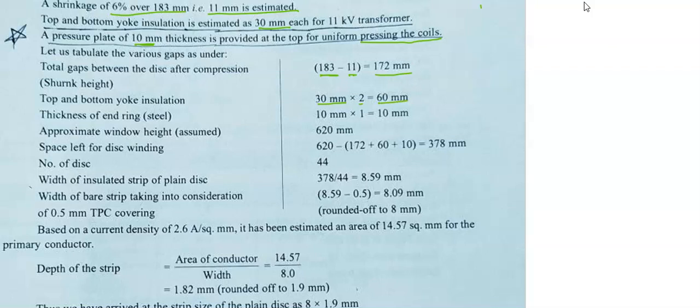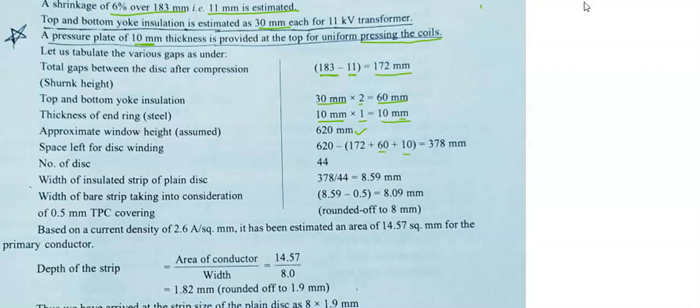The end ring we will keep at 10 mm. One end ring we are putting, that is 10 mm. Now we assume starting with 620 mm window height, right? In that we have to remove the gaps plus the top and bottom yoke insulation plus the thickness of the end ring.